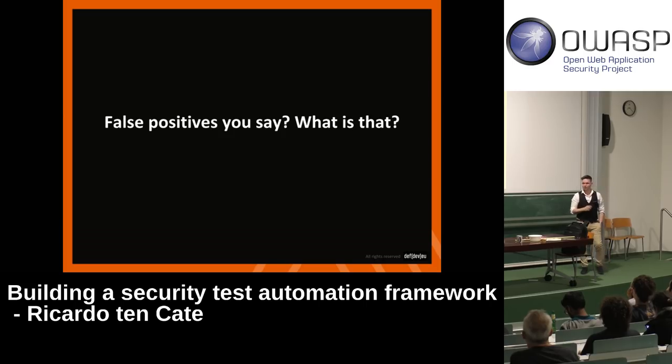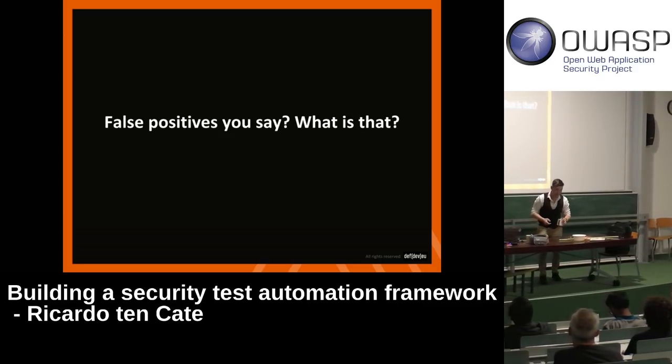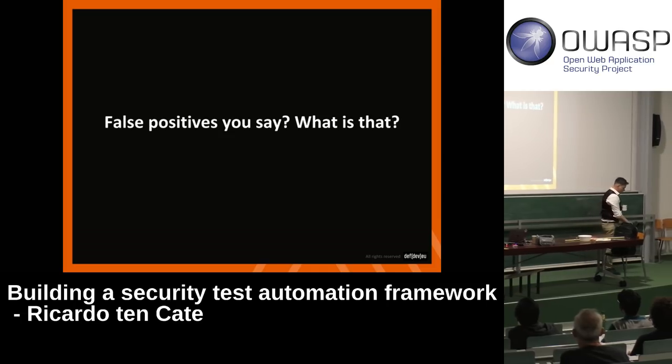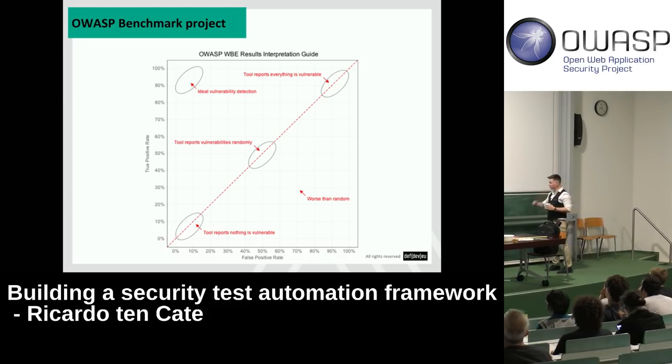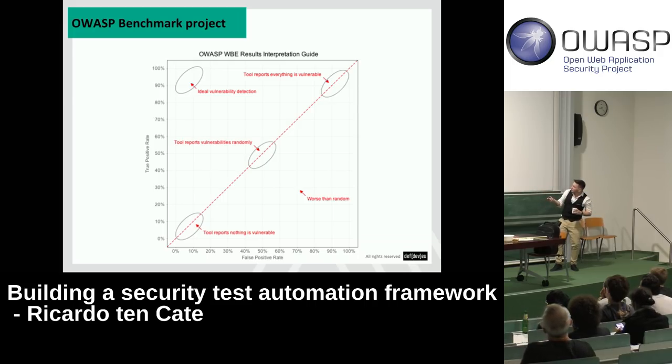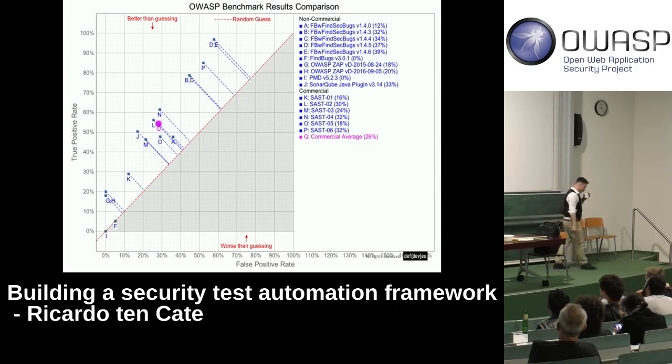So, security tools. One of the biggest pitfalls in security tools is that they have the tendency to generate false positives from time to time. So at some point they wanted to make all the false positives insightful, and then we had the OWASP benchmark project. Well, this is the whole graph explained, where you have tools that report that nothing is vulnerable. You have in this false positive rate and true positive rate something that's worse than random. Tools report vulnerabilities randomly, the ideal vulnerability detection. Yeah, nobody's even darn close. And tools that report everything is vulnerable. So this is how the graph looks. As you can see, like I said, there's a whole lot of false positives in here.